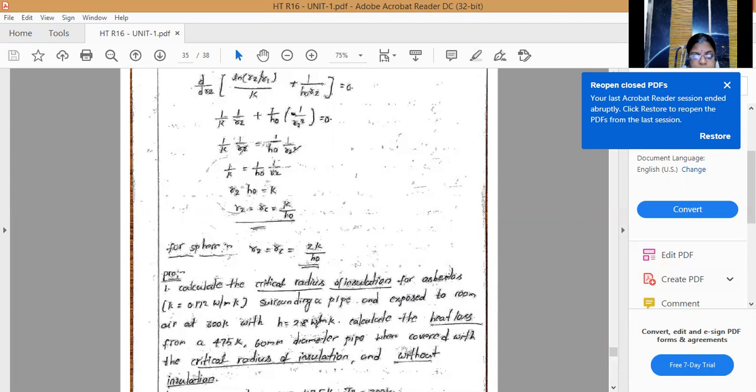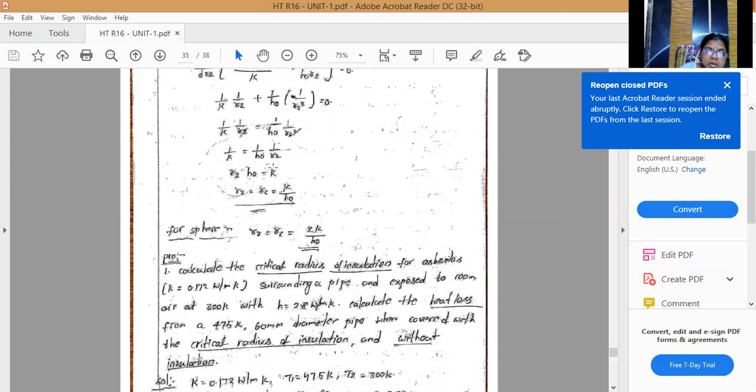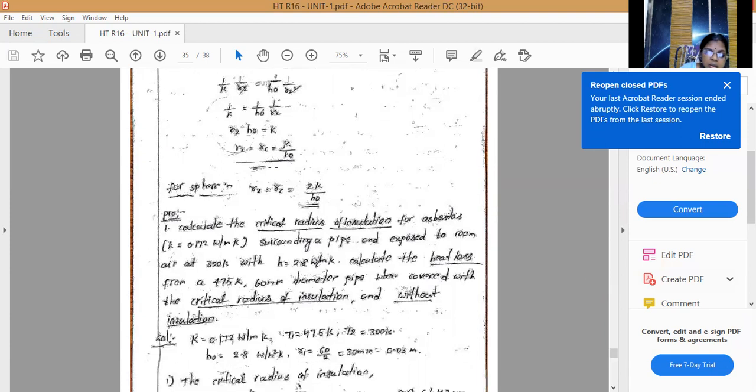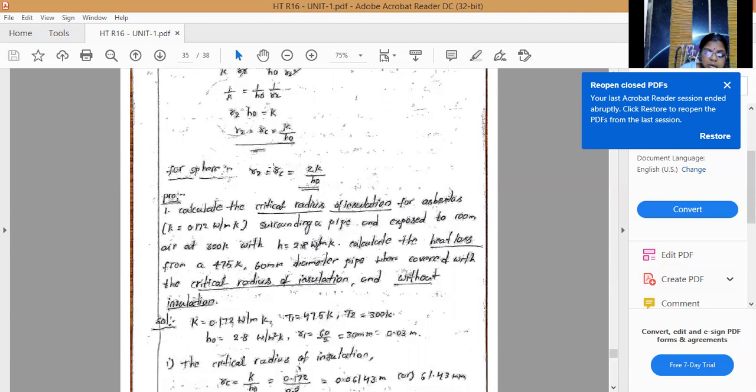When we add some insulation, the heat loss decreases after the maximum condition. That particular thickness, where the heat rate is maximum, we call the critical radius of insulation, or the critical thickness.